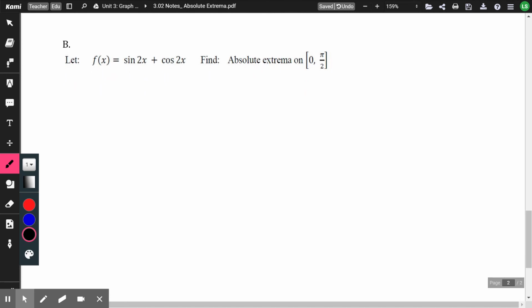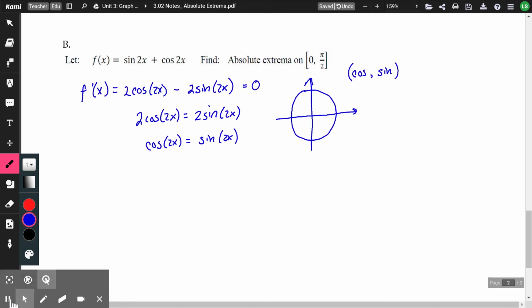Take a moment to pause and try the next problem out on your own. So after taking the derivative and setting it equal to 0, we come up with a trig equation we're trying to solve that ends up being cosine of 2x equals sine of 2x.